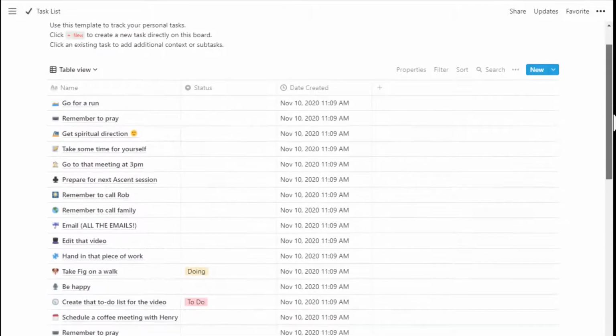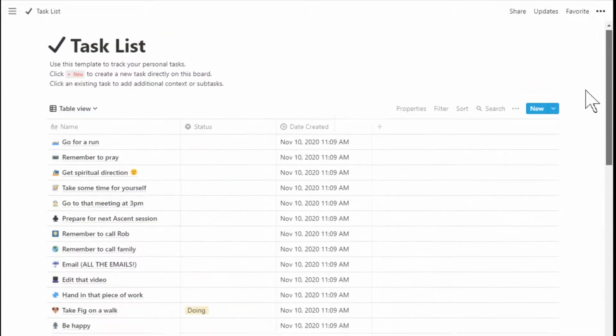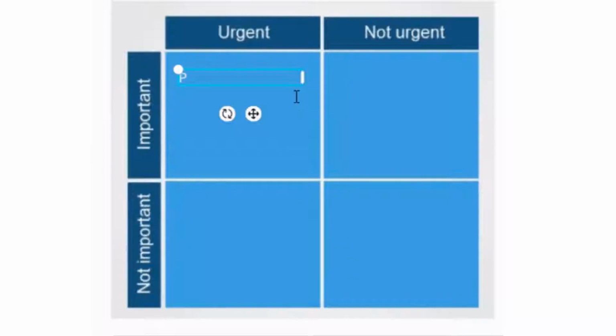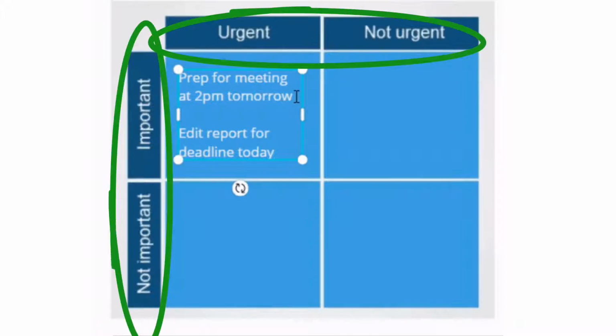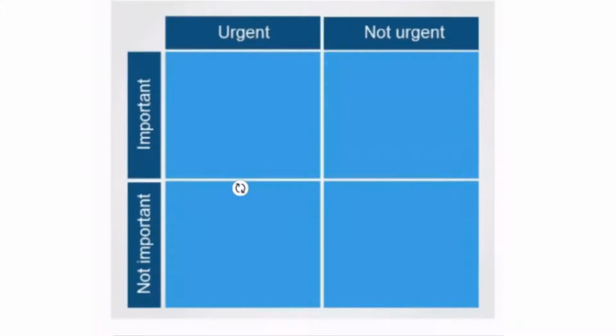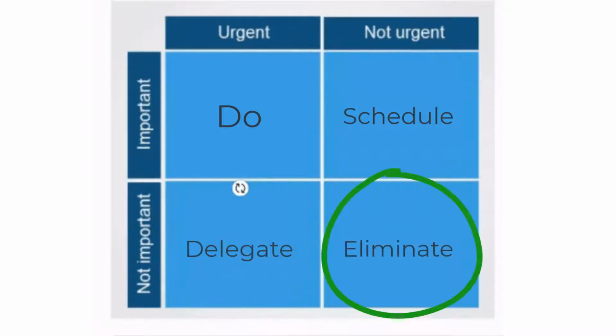The Eisenhower Matrix is for those who have a long to-do list and want to shorten it. It helps us do this by splitting our to-dos into 4 categories based on their urgency and importance. This then shows us which tasks should be prioritised, scheduled, delegated, or even eliminated.